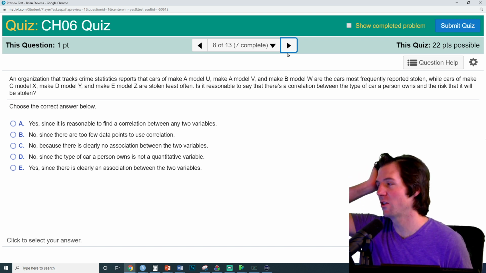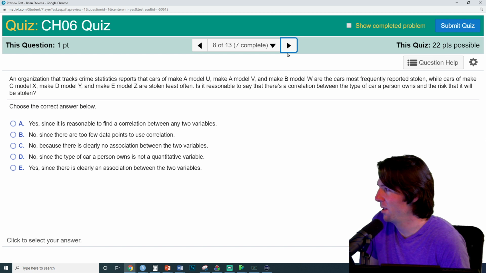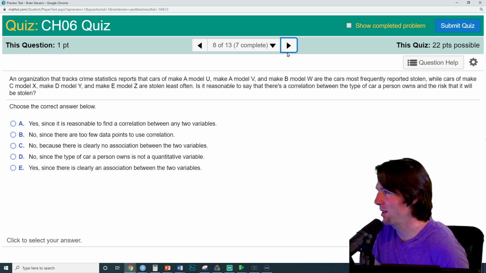An organization is looking at cars with model blah, blah, blah, while cars of make yada, yada, yada are stolen least often. So they're looking at whether it is reasonable to say there's a correlation between the type of car a person owns and the risk that it'll be stolen.